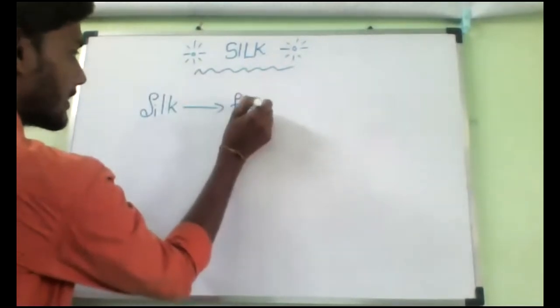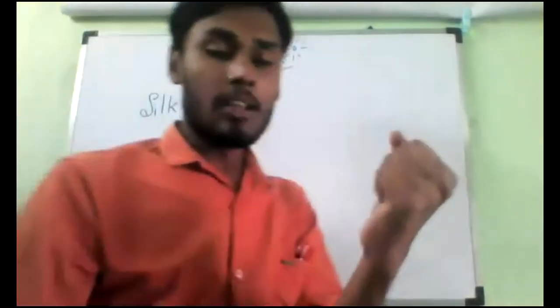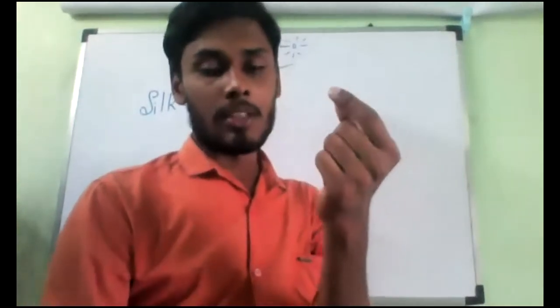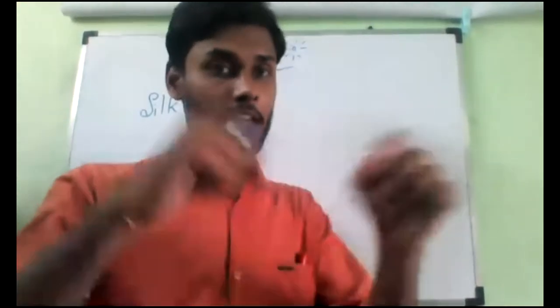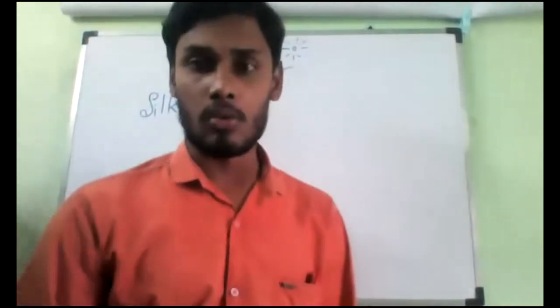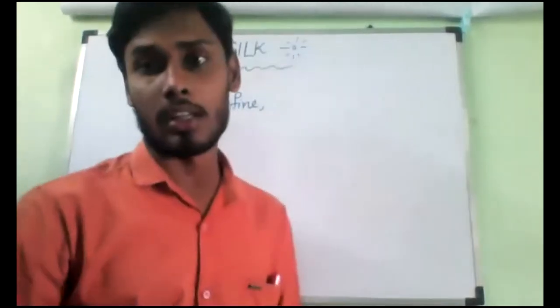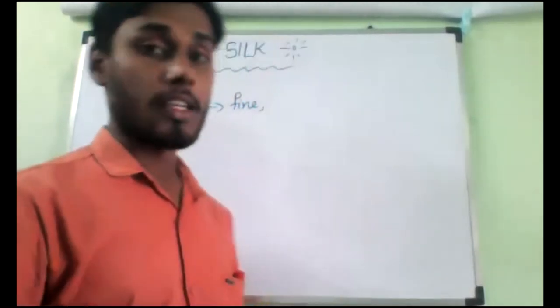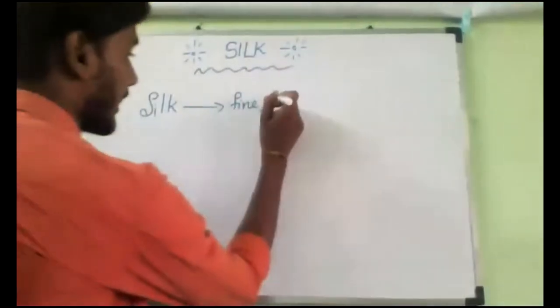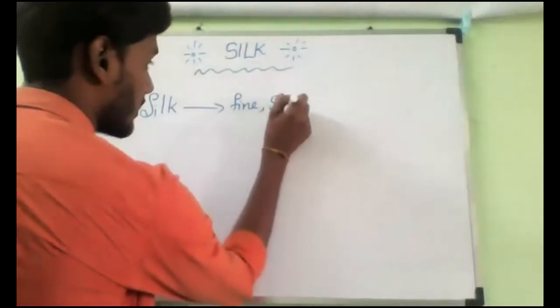Understand the characteristics of silk: it is fine. If you try to see one thread, sometimes it will come out from the sari. If you try to break it, it will cut even our hands. Is it yes or no? That much, it is very strong. So that is why it is very fine and strong.